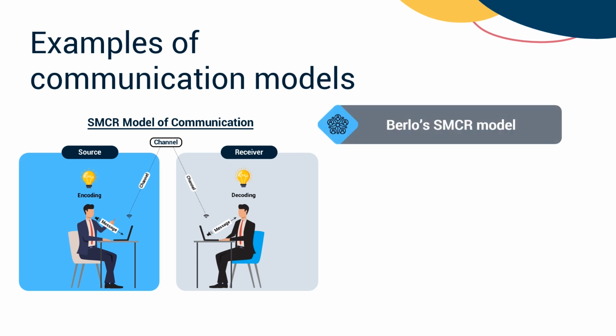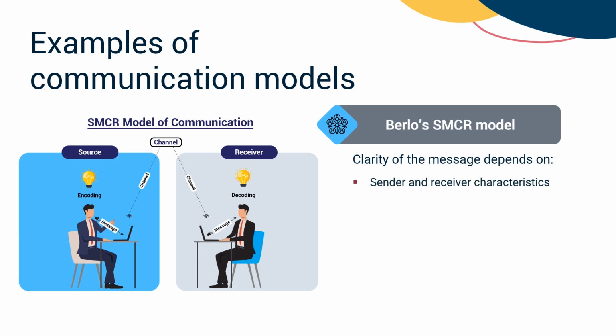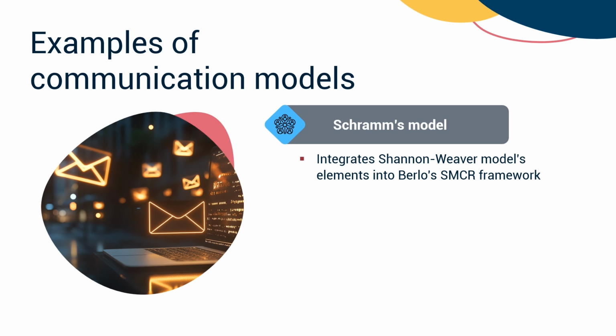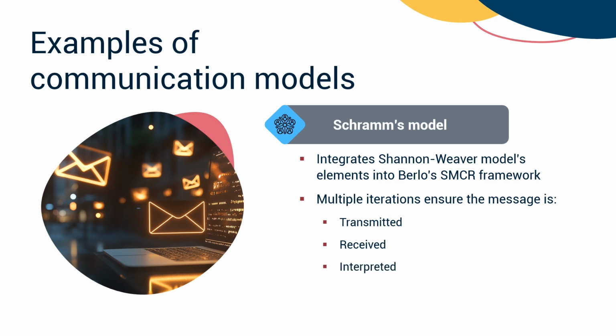Berlo's SMCR model, as its acronym implies, breaks up communication into 4 parts: source, message, channel, and receiver. This model explains how, depending on the sender and receiver's characteristics, experiences, attitudes, and knowledge, the message can become either clear or obscure. Next, the Schramm model integrates the Shannon-Weaver model's elements into Berlo's SMCR framework, but also accents multiple rounds of feedback. Thus, feedback around multiple iterations ensures that the message is transmitted, received, and interpreted correctly.